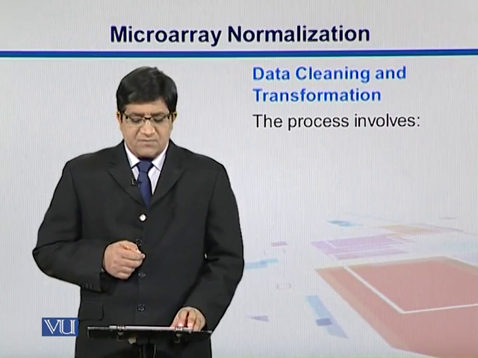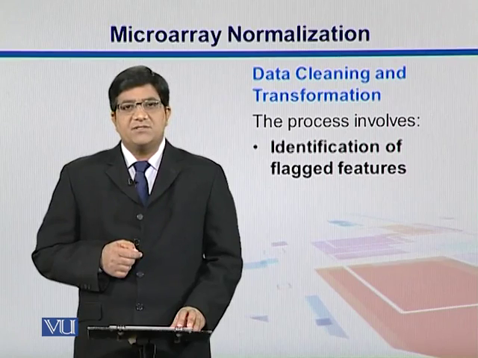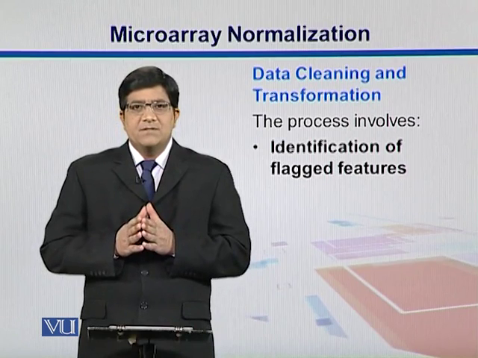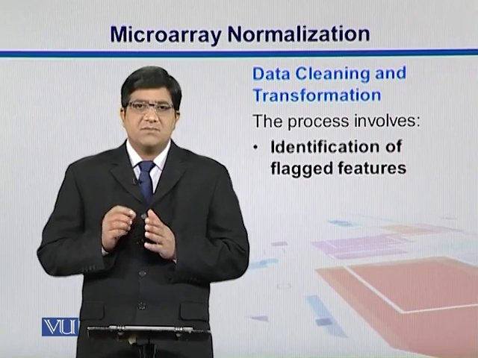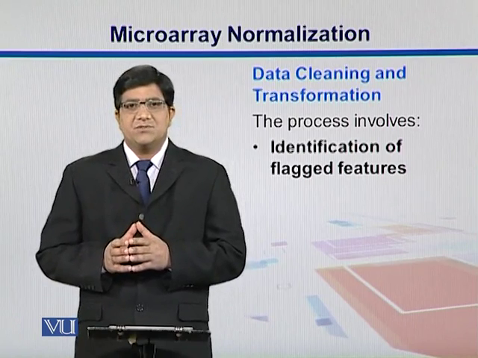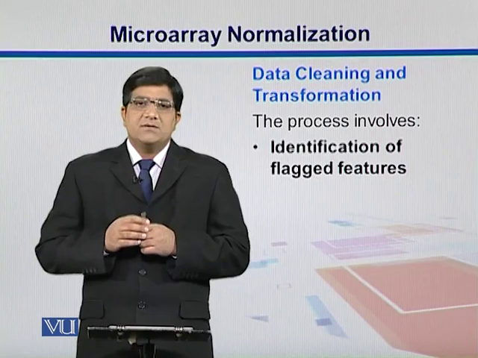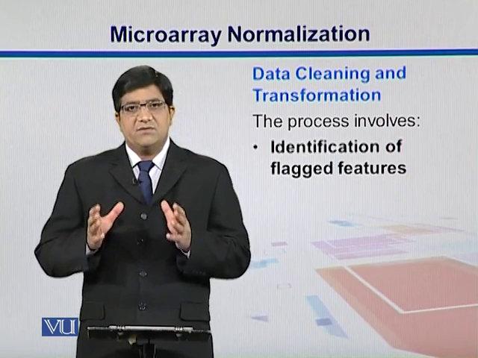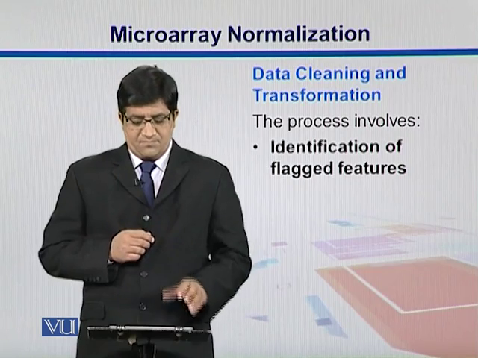This data cleaning and transformation process involves the identification of flagged features. Some of the features are given some flag values. When we get those output files, we observe some flags or some numbers associated with them. We call them flagged. If a feature is not flagged or the flag value is 0, it means that feature is good. But we do have different codes for the different numbers present in that flag. So we need to identify those features that are flagged.